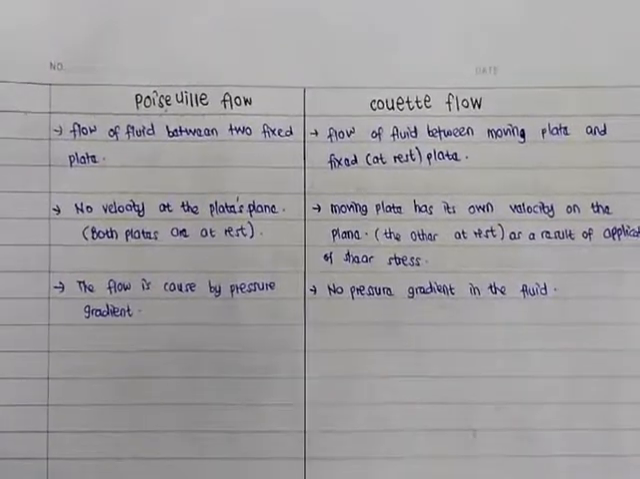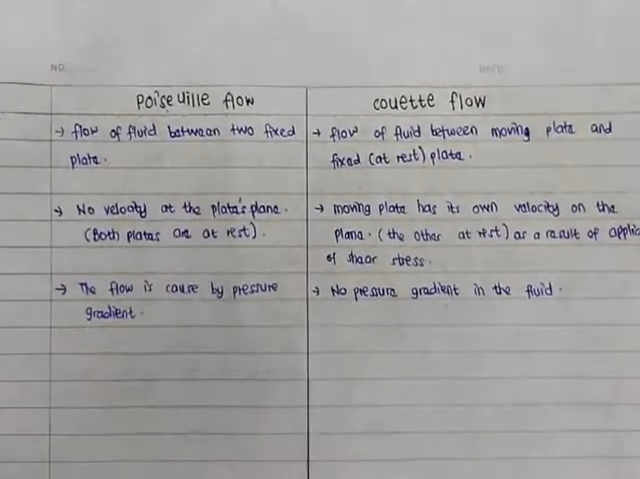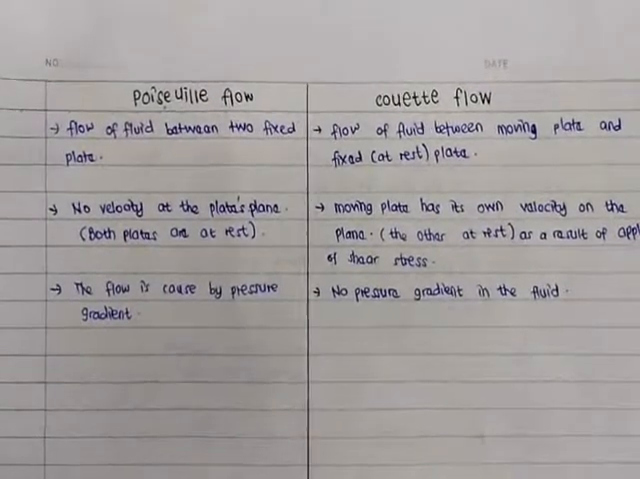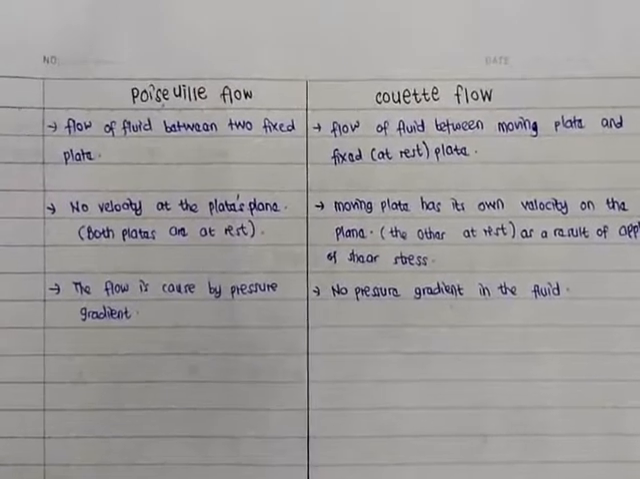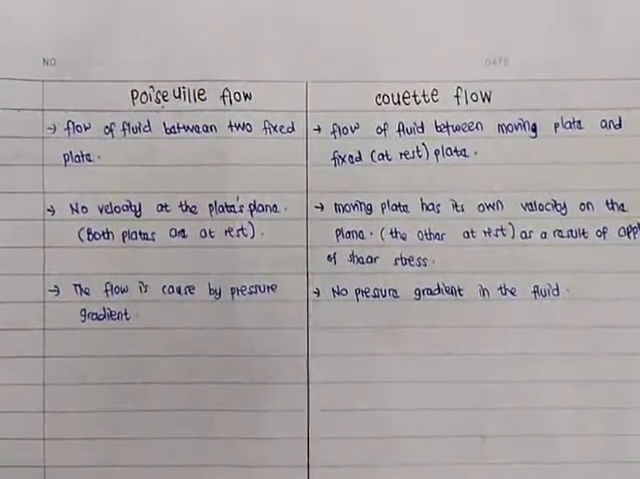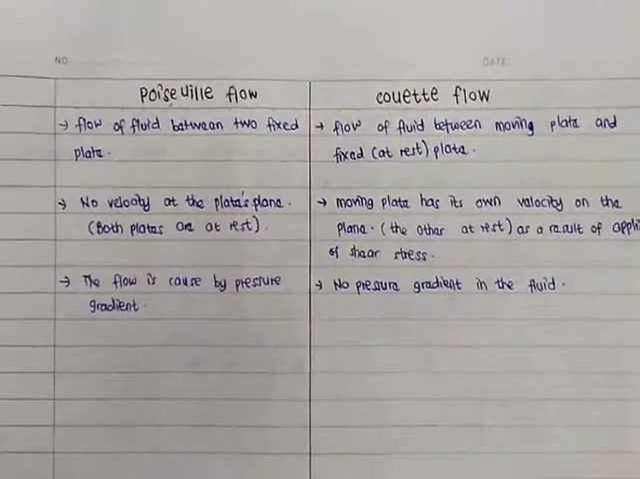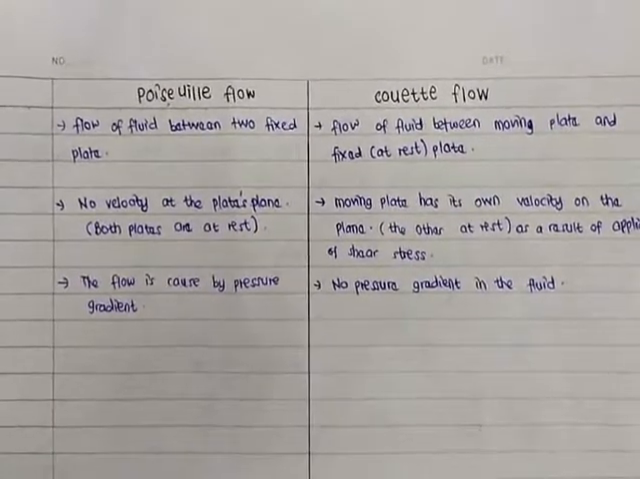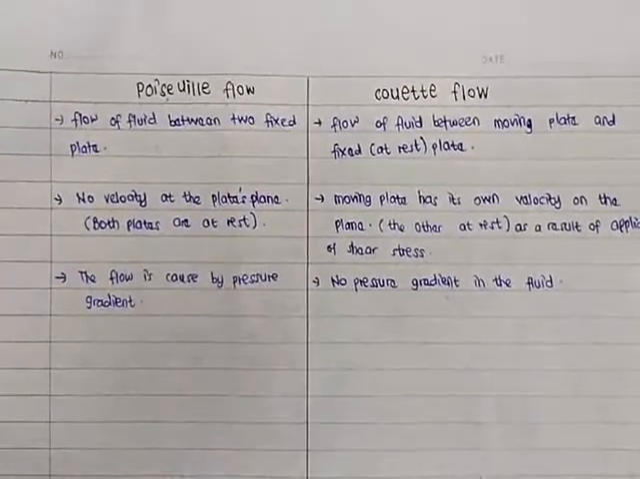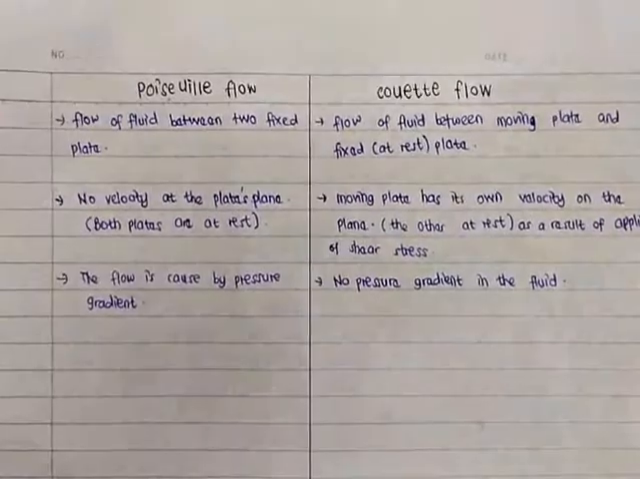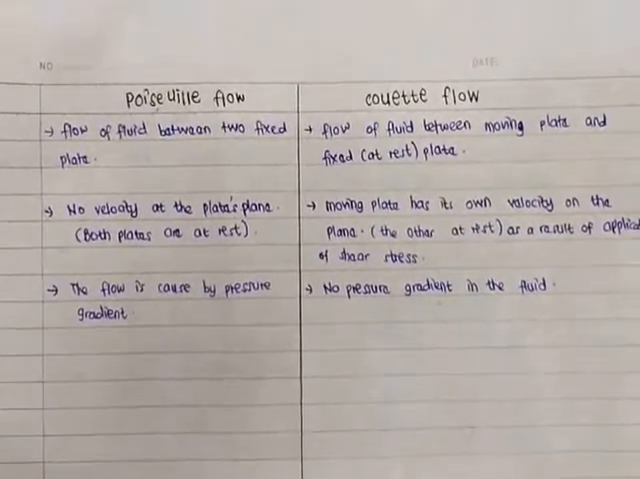The question is to differentiate between Poiseuille flow and Couette flow. Poiseuille flow is a flow of fluid between two fixed plates. It is also considered to have no velocity at the plates, because both plates are at rest. The flow in Poiseuille flow is also caused by the pressure gradient, which means there is a pressure difference in the flow. Next, I will pass to my group mate Reda Amiro to explain the Couette flow.